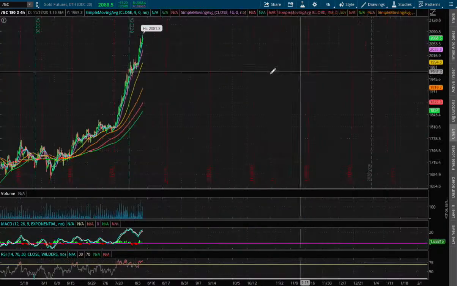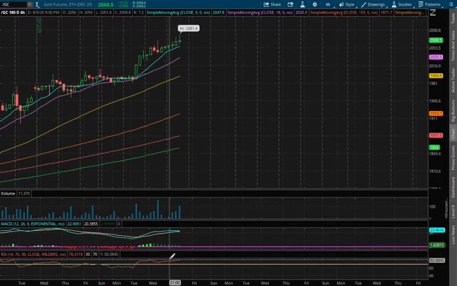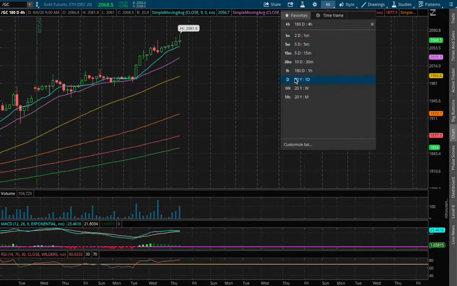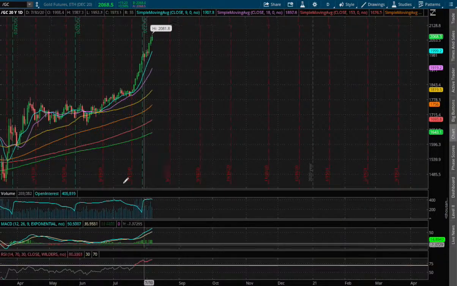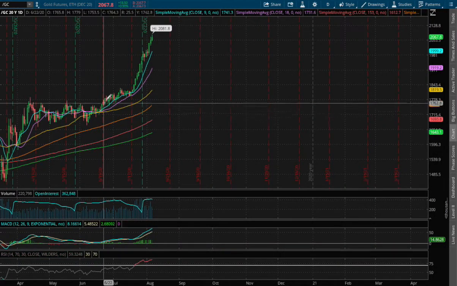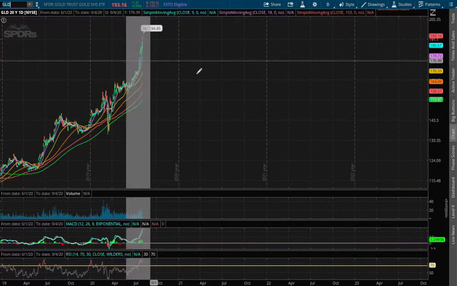As we expand out to the 4-hour chart, we're still at overbought RSI, and we may see signs of the 4-hour MACD diverging. And if we expand out to the daily chart, we have an overbought RSI and no signs of the daily MACD diverging. And for the trade idea of the week, I'll be trading GLD.